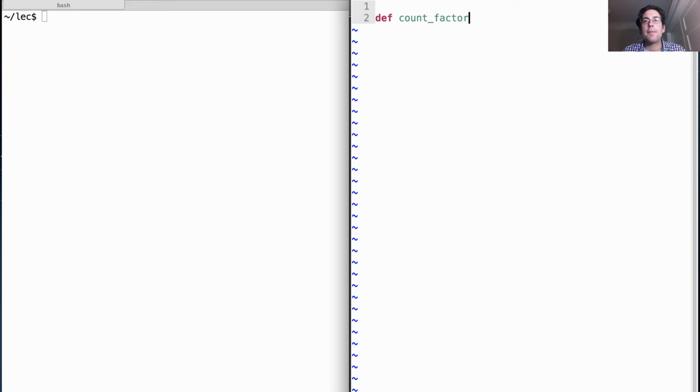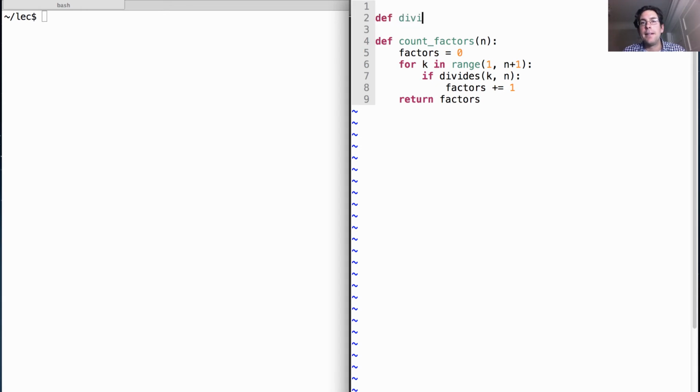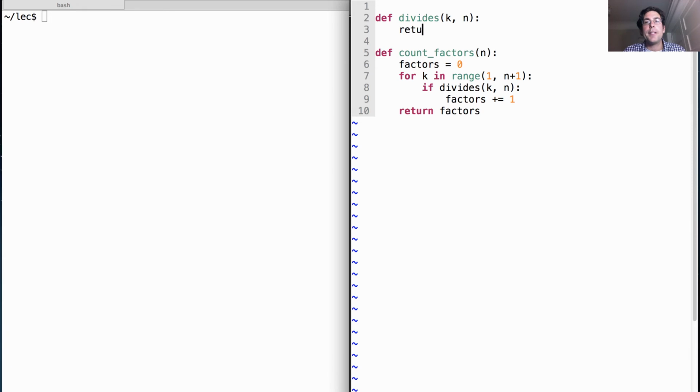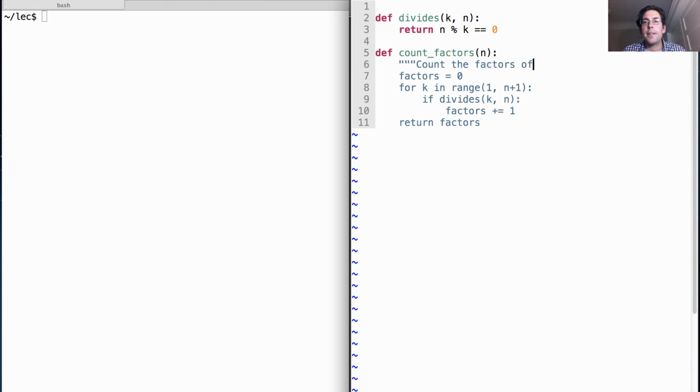Okay, so we want to count the factors of some number n, and we can do that by remembering how many factors there are, starting at 0, and then for every k in the range, starting at 1 and going all the way up to and including n, which means we have to go to n plus 1, because this upper bound is not included, we'll just check and see if it's the case that k divides n. If so, then we have one more factor than we did before. And we'll return those factors. Now what is divides? Well, divides of k and n is just we return n remainder k is 0. This will be true whenever k evenly divides n, and false otherwise. Okay, so this is a function that counts the factors of n.